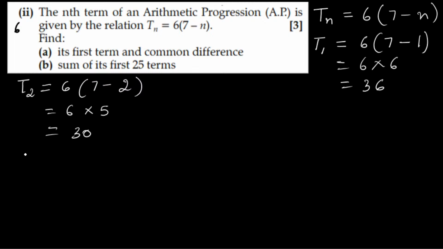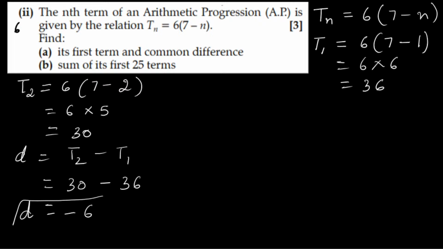So now I can find the common difference. Common difference D is second term minus first term. Second term is 30 minus first term 36, so 30 minus 36 is equal to minus 6. So D is minus 6, A is equal to 36. The first part of the question is done. Now the sum of the first 25 terms we have to find.